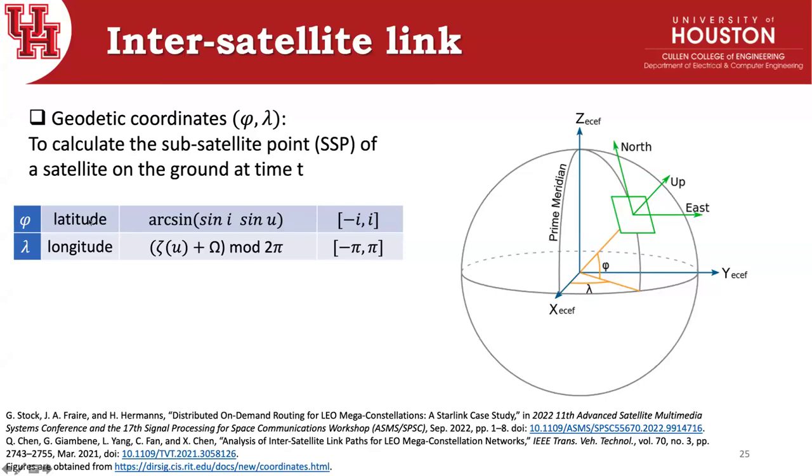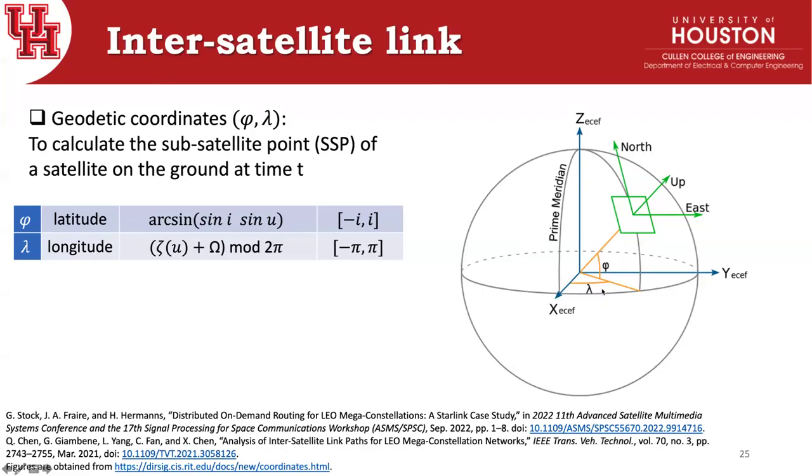The latitude is represented by the letter phi, and this is the calculation. As you can see, this calculation is related to the inclination i and the phase angle u. So with these two elements, we can get the latitude. And lambda is the longitude, and it's related to two elements, the phasing factor u and the right ascension of the ascending node, omega.